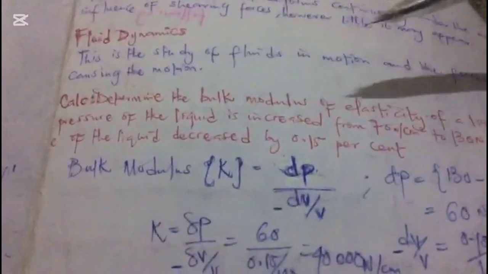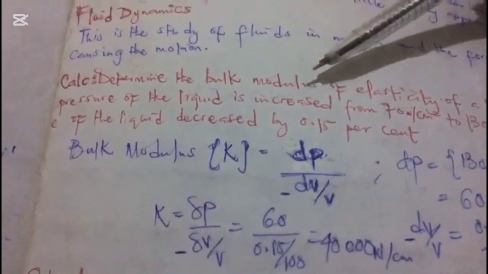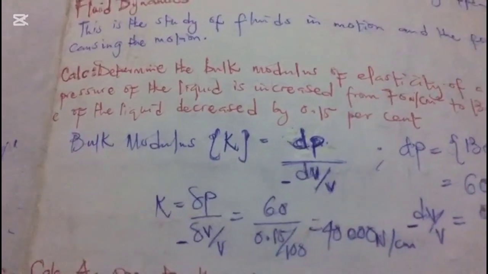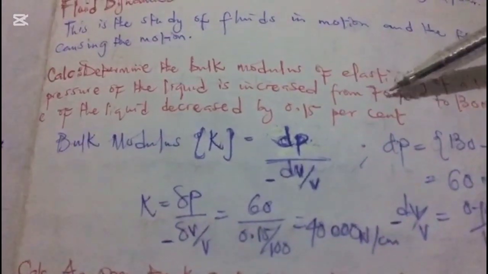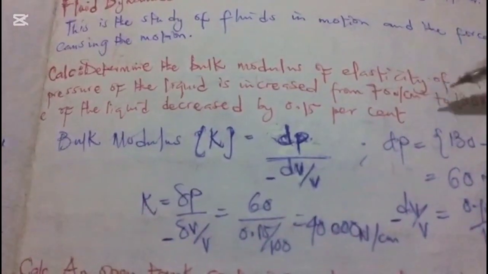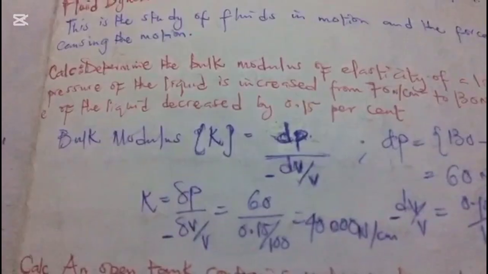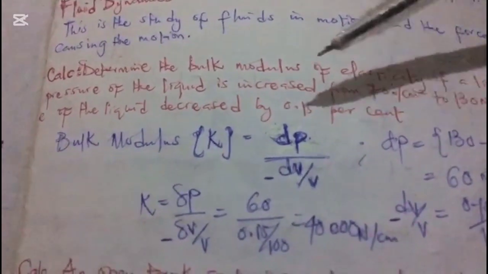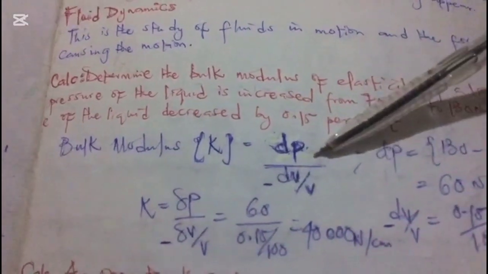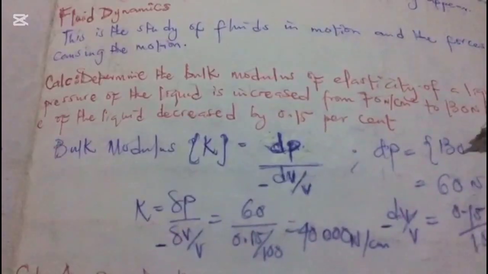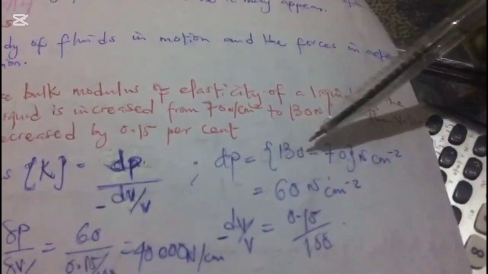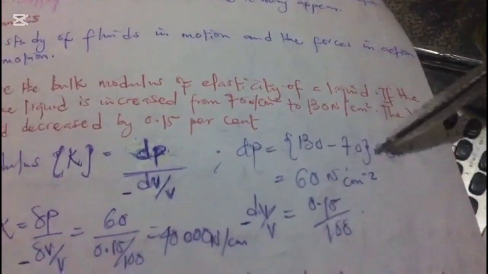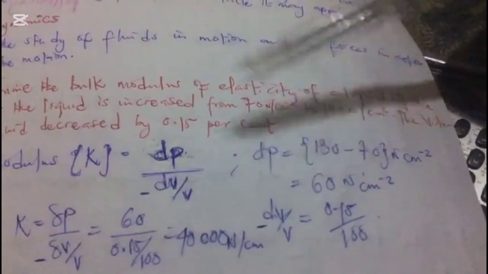So this is the equation, and they've given us, they said we should find the bulk modulus of elasticity of the liquid. The pressure of the liquid is increasing from 70 Newton per centimeter square to 130 Newton per centimeter square. So this is the change in pressure, which is dP. So that's how we calculated dP as 130 minus 70, all in Newton per centimeter square.